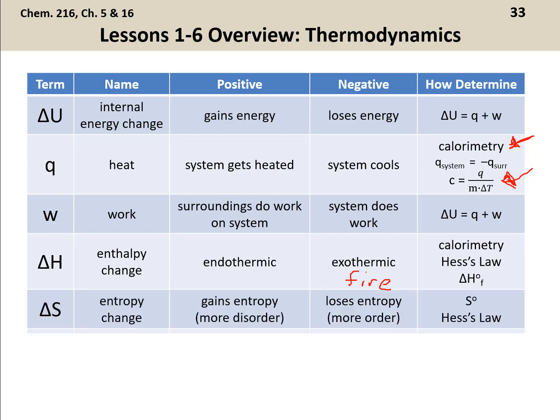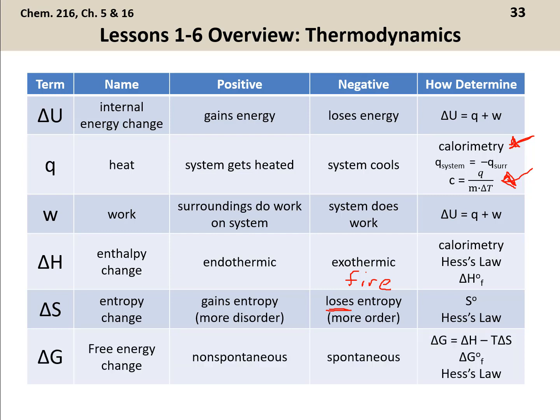We also have delta S, that's entropy change. If delta S is positive, that means it's gaining entropy. So that means it's more disordered. Okay? Delta S negative means it's losing entropy. So that means it's becoming more organized. Okay? We can figure this out from standard entropies. We could also use Hess's law. In the same way Hess's law works for delta H, it actually also works for delta S.